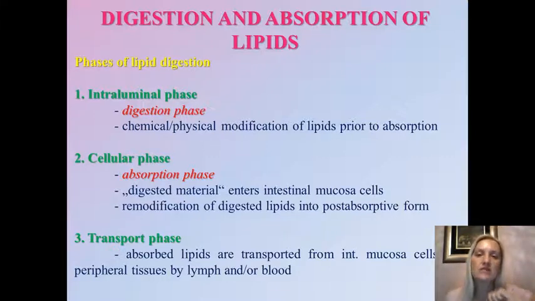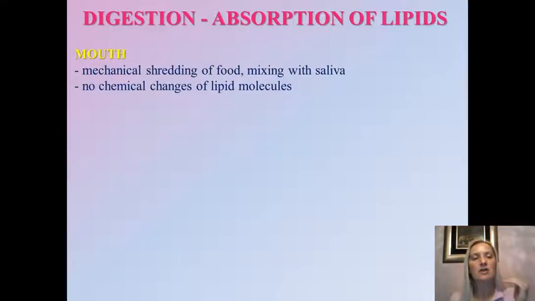So let's start with the first one, and we're gonna follow the same pattern as we did for carbs. We're gonna start explaining the events in different parts of the gastrointestinal tract. So we're gonna start with the mouth and the events happening in the mouth. So what is going on in the scope of lipid digestion? Nothing much. Of course we have mechanical shredding of food and mixing with saliva and getting the content ready for further steps of digestion, but actually no chemical changes of lipid molecules occur.